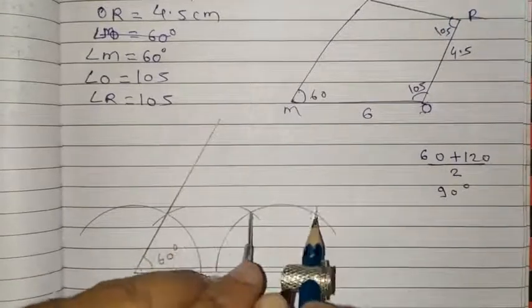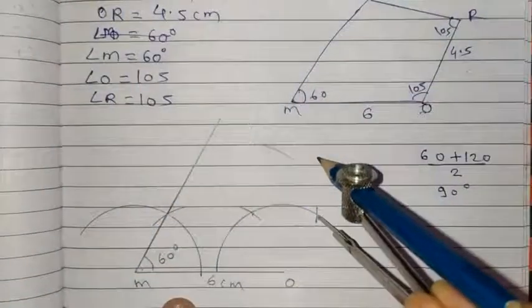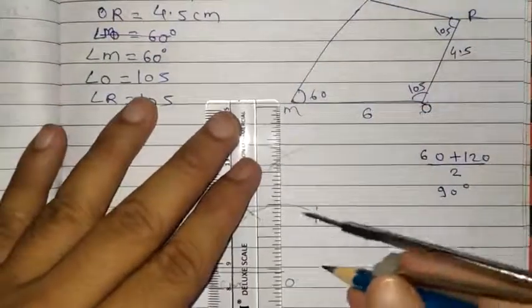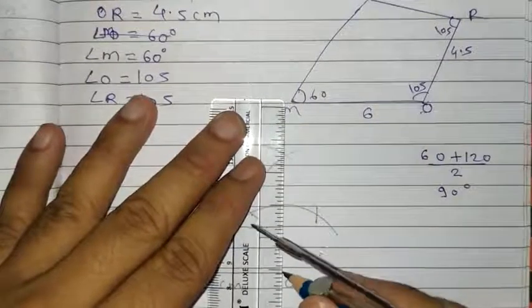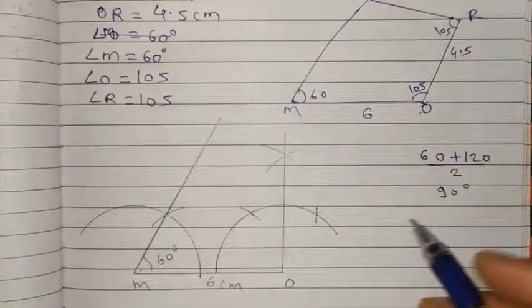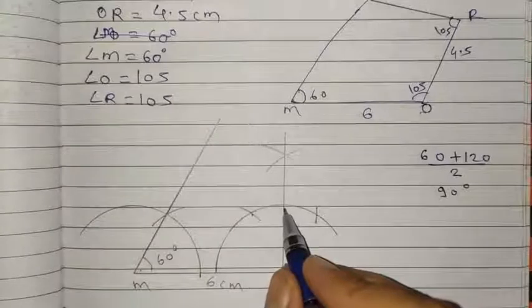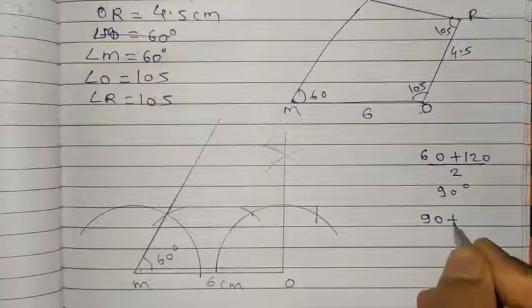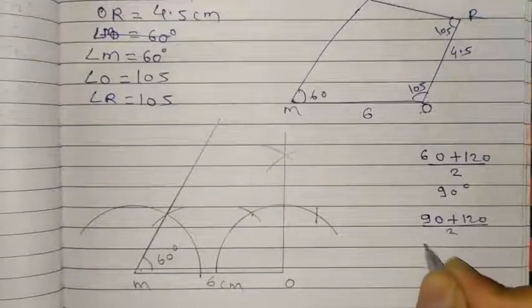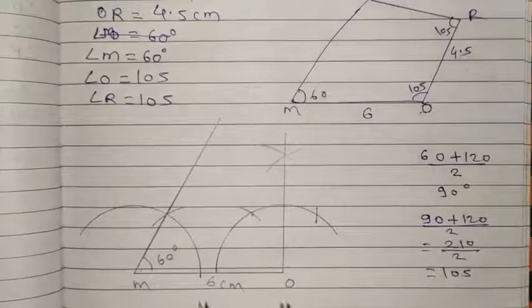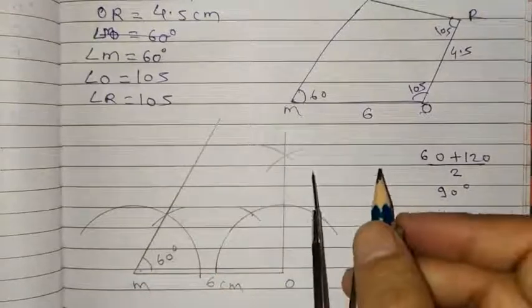So take the pointer here on 60 degree and take the arc. Now you take here on 120 and make the arc. So we are getting the point of intersection. So draw the straight line from O. So that will be your 90. But we want 105, which is more than 90. So that 105 is present in between 90 and 120. So do the same, 90 plus 120 divided by 2. So it is 105.